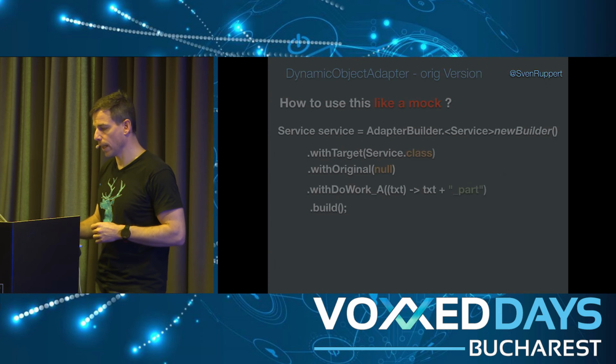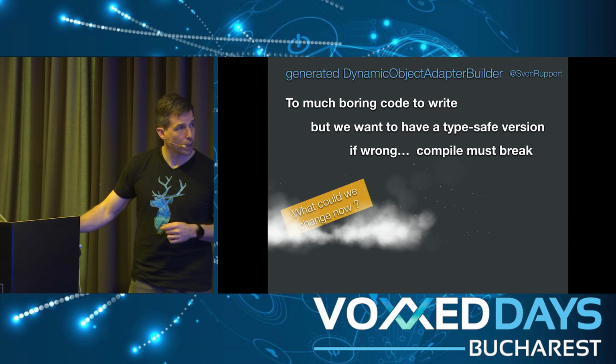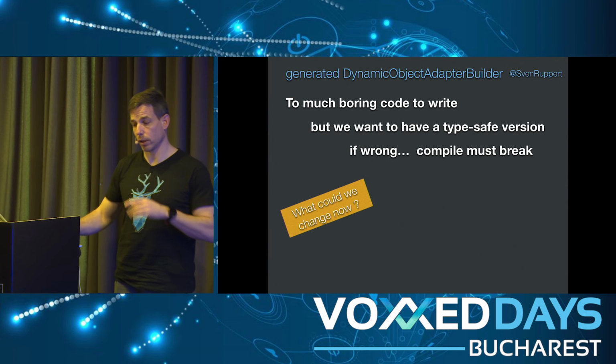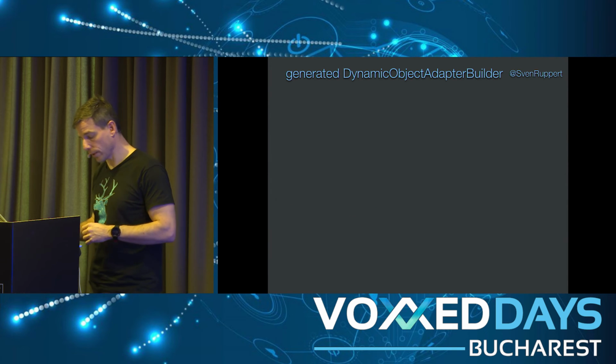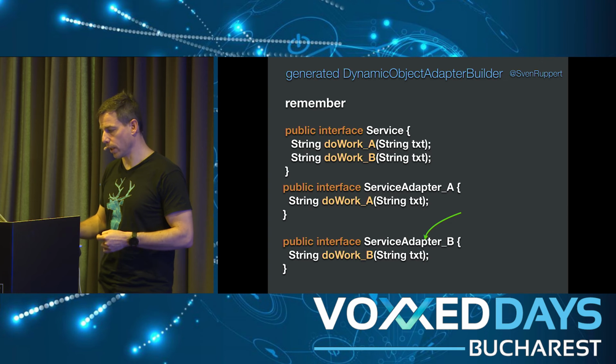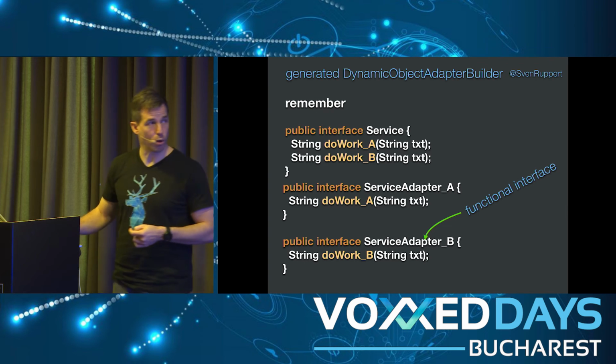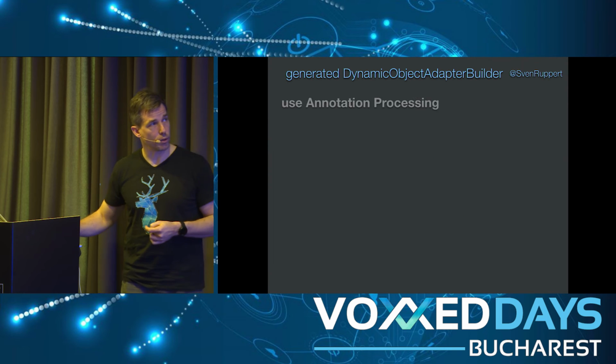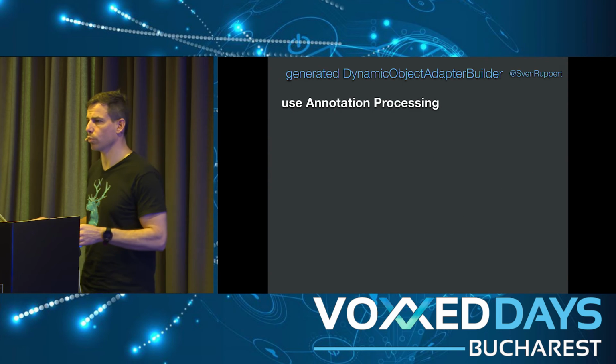Okay. Everything must break if I'm switching method signatures. So it means that if I have two methods, I'm creating this one as a functional interface, and the tool to go here is definitely annotation processing. Who has used annotation processing once?